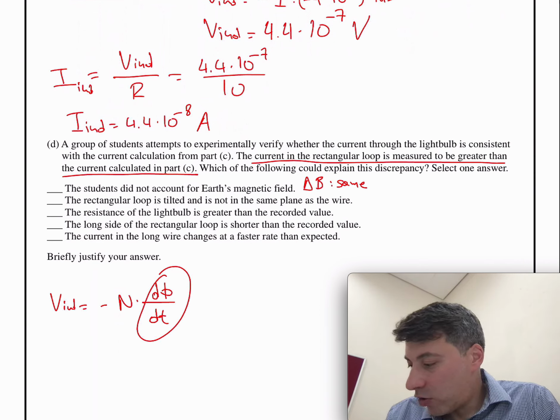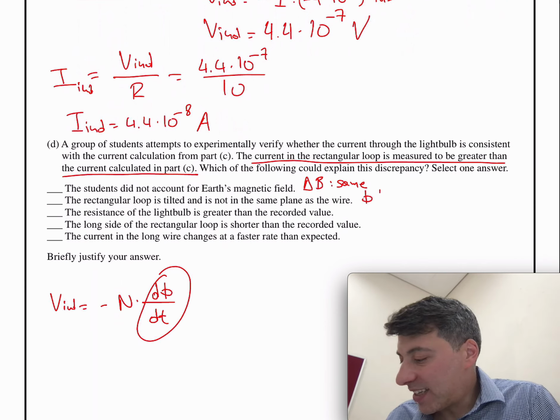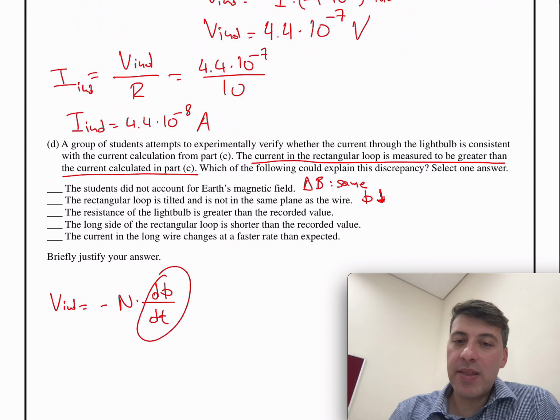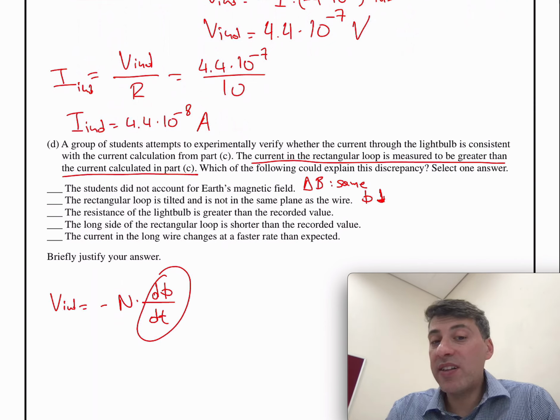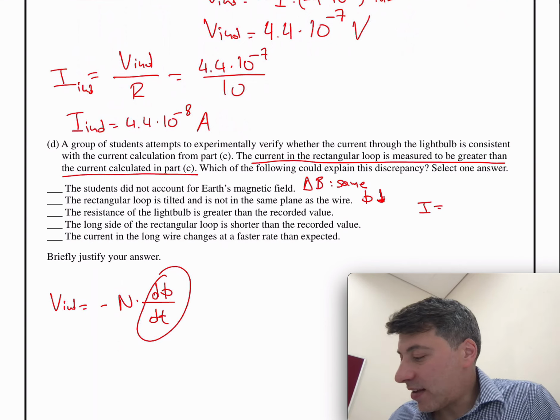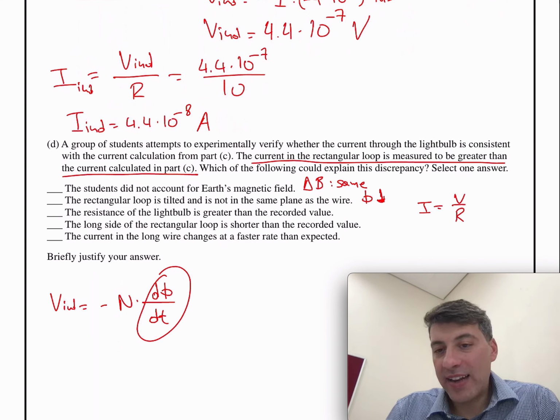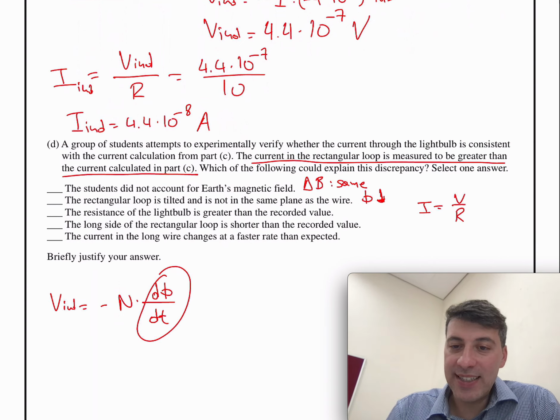Now the rectangular loop is tilted. Even if it is tilted, this will decrease the magnetic flux. And if the magnetic flux decreases, then the rate of change again will not be affected, or if it is affected, it will be decreased. This will not produce a greater current. The resistance of the light bulb is increased, and again the current is V over R, so more R will not bring more current. Actually, the opposite. More resistance will produce less induced current.